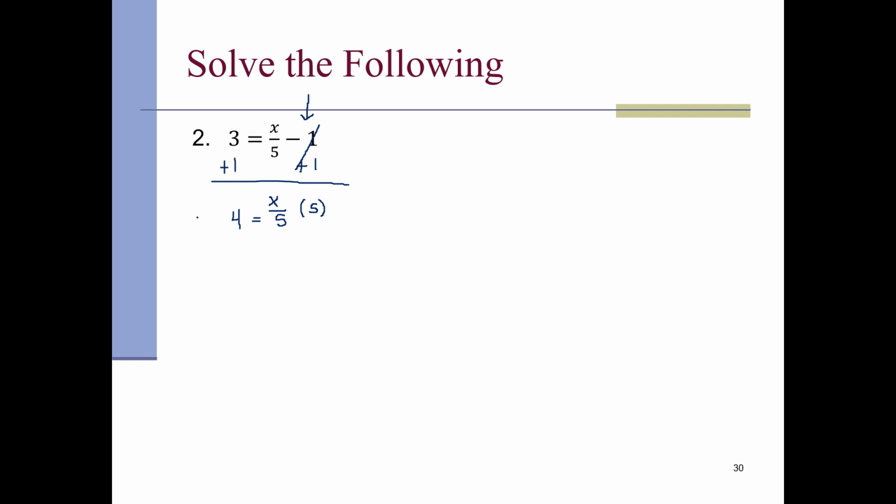If I do that on the right, I also have to do that on the left. So multiplying and dividing by 5 will cancel the 5's. And so I just have x. And my x is equal to 5 times 4, which is 20. And since my pen was wonky there, I'll rewrite that. So x is 20. Again, you could check. So plugging that in, 20 divided by 5 is 4. 4 minus 1 is 3, which does indeed check.